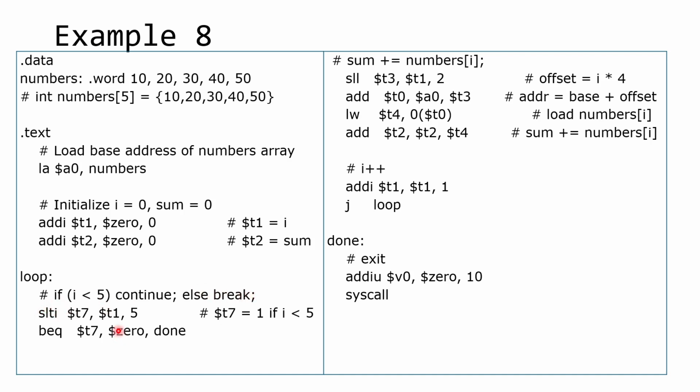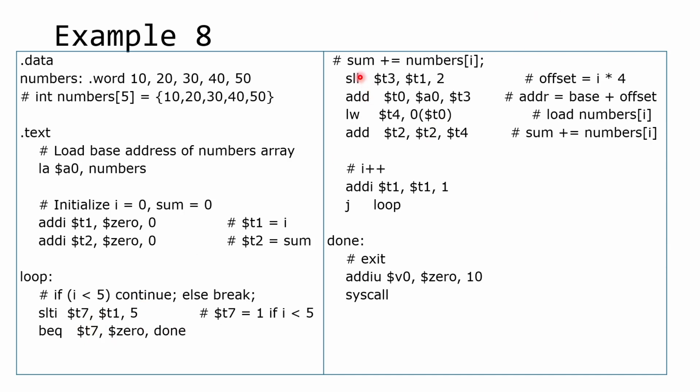So set less than immediate: if $t1, which is i, is less than 5, the result will be stored inside $t7. So $t7 becomes the flag register, and $t7 will become 1 if i is less than 5. Next, we compare $t7: is it equal to 0? If it's true, it means that i is equal to 5, so it will branch to done. Now this is false, so $t7 is not equal to 0.